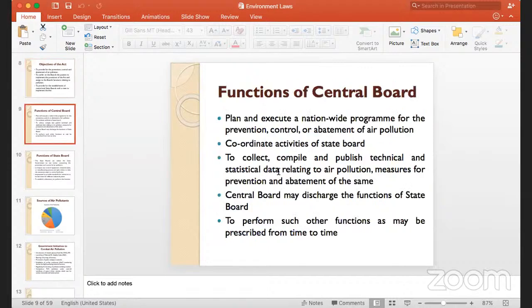Now, what are the functions of these boards? The central board plans and executes a nationwide program for the prevention, control, and abatement of air pollution. The state boards, established in all the states, report to the central board, so the central board has to coordinate the activities of the state boards. It also collects, compiles, and publishes data: all the data on air pollution, air quality, and the type of pollutants is collected by the central board. It also performs other functions as may be prescribed from time to time.